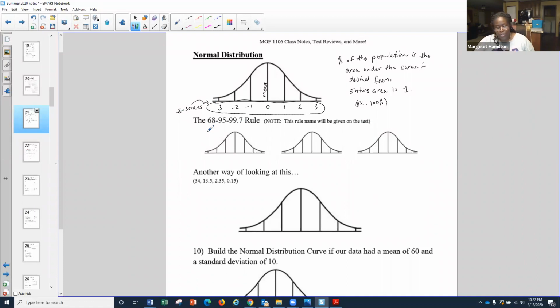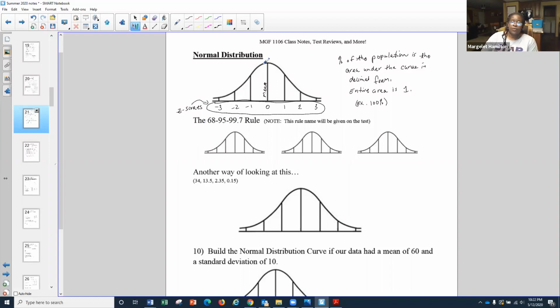We're going to look at z-scores, and this is going to tell us how many places above or below the mean certain data values fall. And we're going to talk a little bit more about that on our second page. Okay?